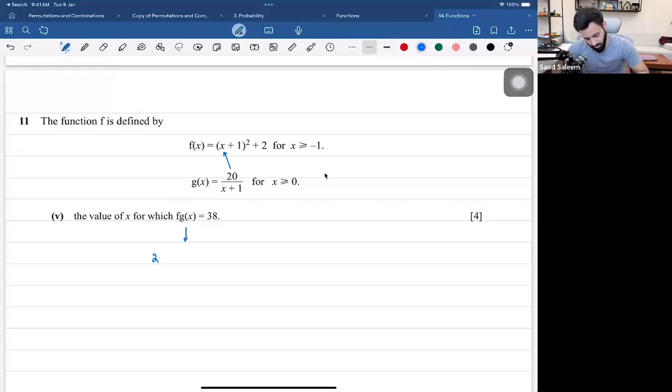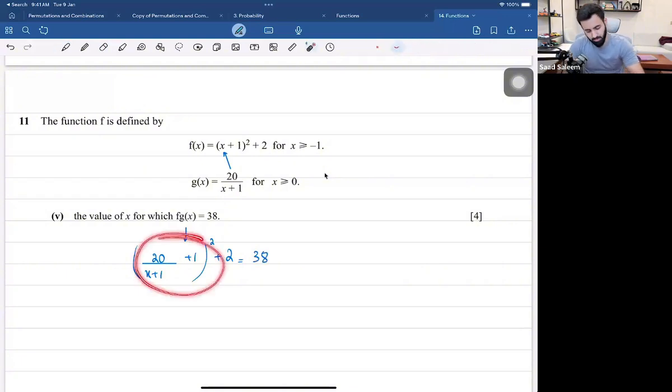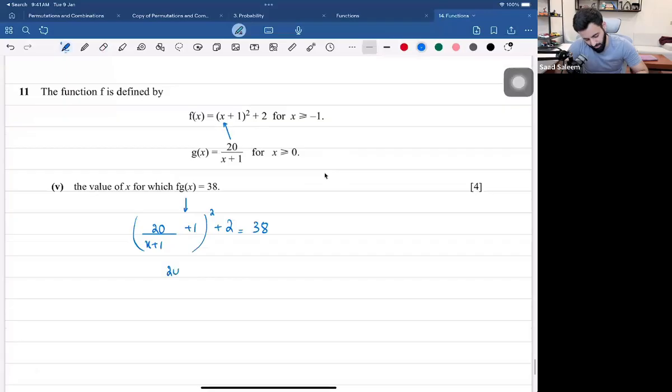So that means 20 upon x plus 1, the whole thing squared, plus 2 equals to 38. Now, don't waste your time trying to expand this because notice what happens. So you have 20 over x plus 1, the whole thing squared, equals to 38 minus 2, which is 36. And then what we can do is we can take the square root on both sides so that we can get rid of the square.